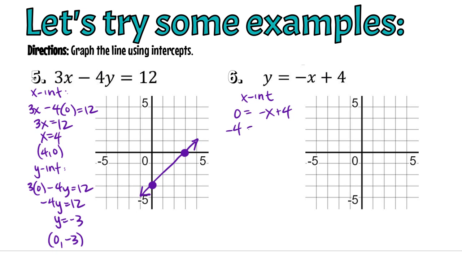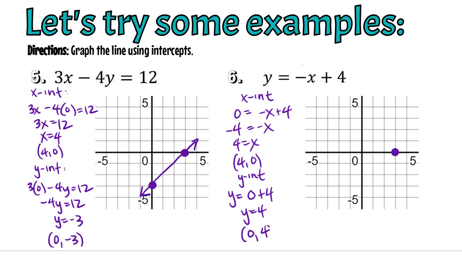And then we get -4 equals -x, so 4 equals x. So the point (4, 0) is going to be our first intercept. Then we want to find the y-intercept. That's where x equals 0, so y equals -0, which is just 0, plus 4, right? So y equals 4. So our point is (0, 4). Then we just want to connect our points with a straight line and draw arrows at the ends. Now we can graph using intercepts.